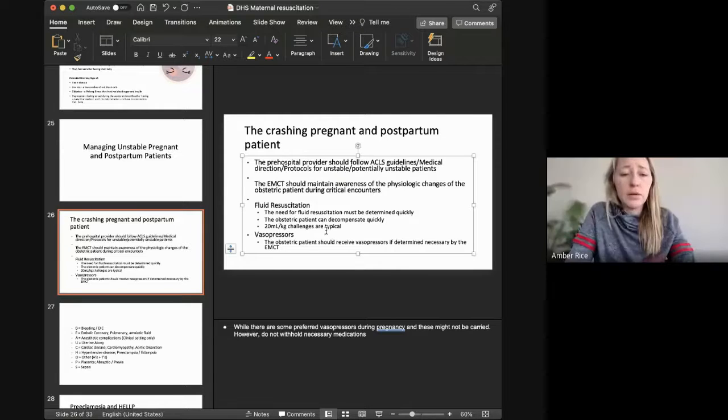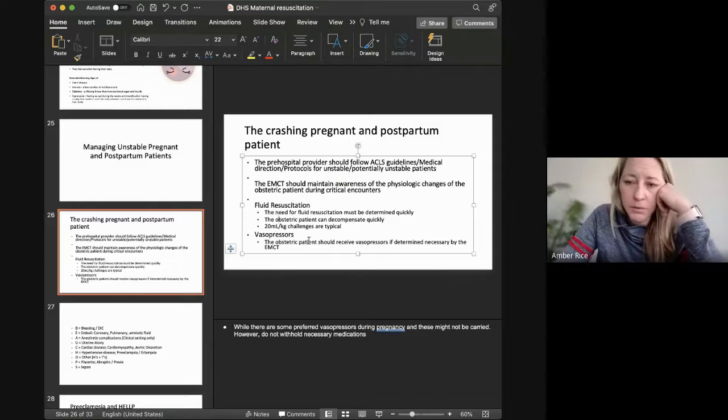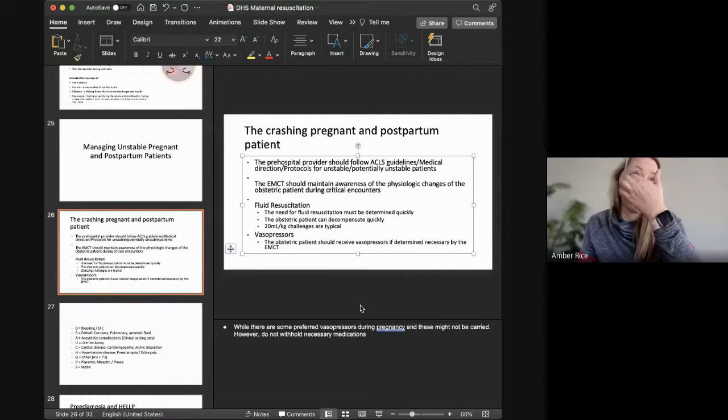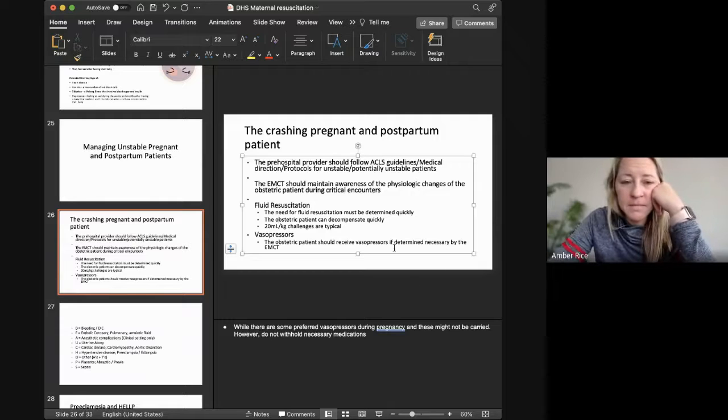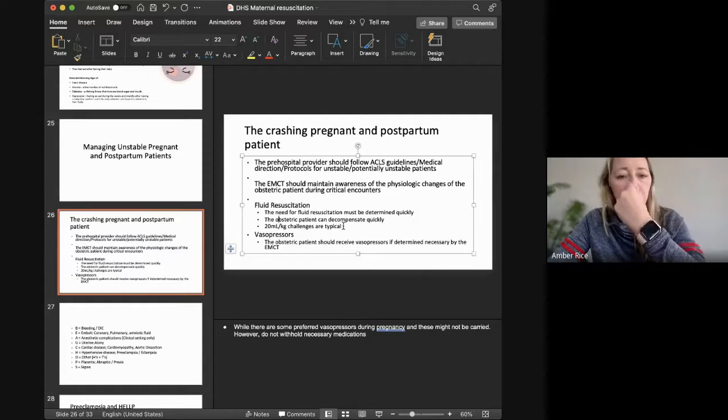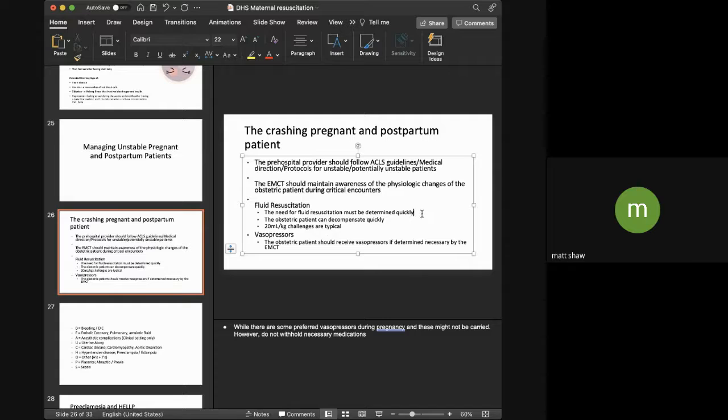And really, I think the point here is that they may need a slightly higher fluid bolus if you're big and pregnant, because the blood volume you need to replace could be higher. So making sure that you're good and fluid resuscitated, I think, is probably the most important point. Yeah.